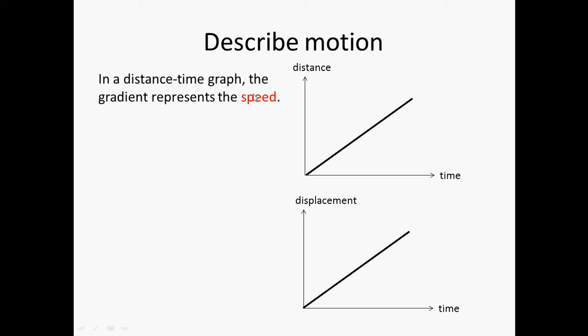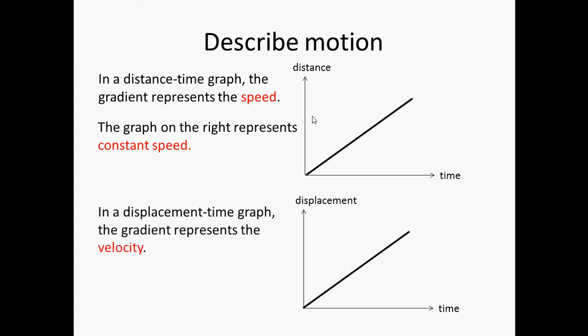But of course, speed is a scalar quantity. You don't need to write the positive. You can just say constant speed. So the answer is simply constant speed, because speed will always be positive. Now, for a displacement time graph, the gradient represents the velocity, and once again we know that this is a positive constant gradient, so you replace the word gradient with velocity, and you get positive constant velocity. So it's that simple.